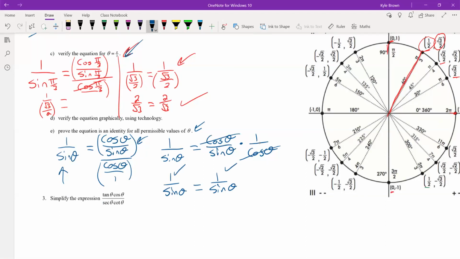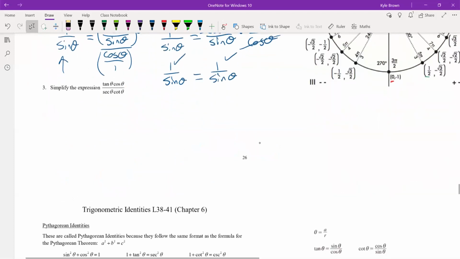So then we can say that the identities are the same. Okay. You would also state here what the non-permissible values were if you were doing this question, but I did that above already. So, all right, moving on. So just lots of practice on these.